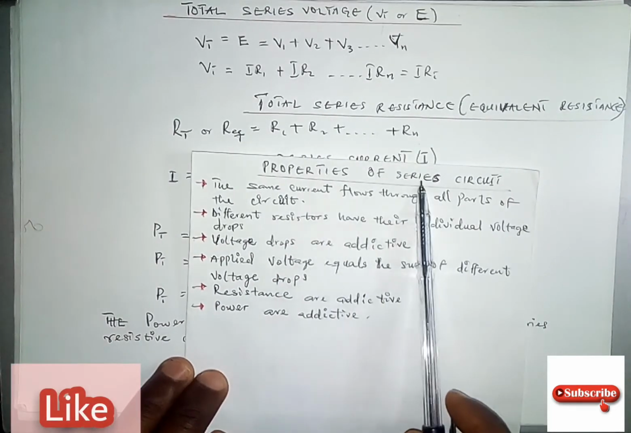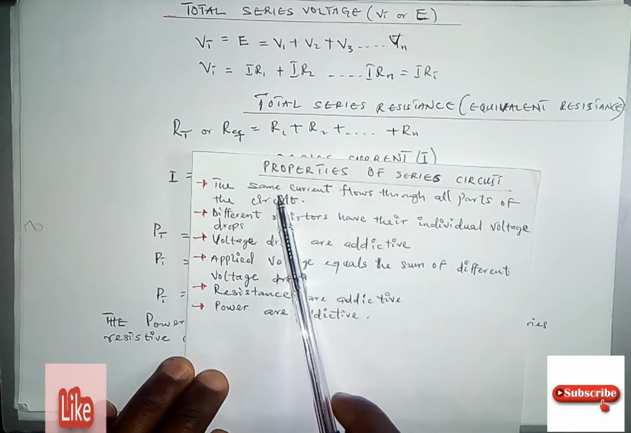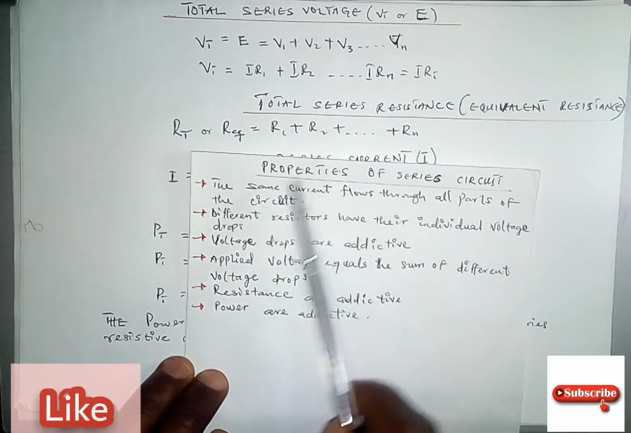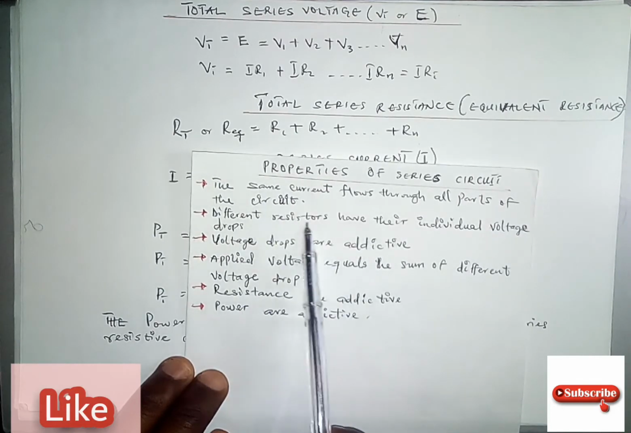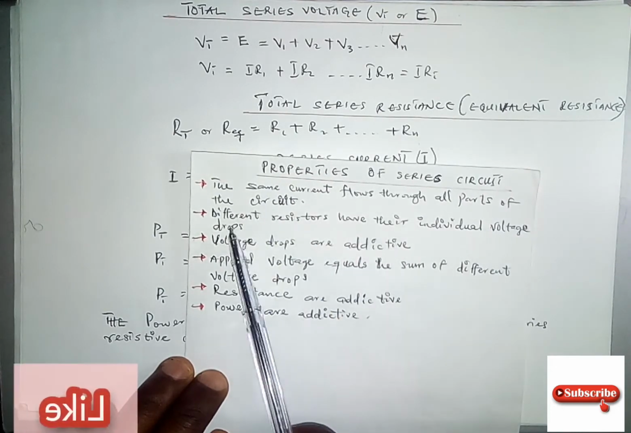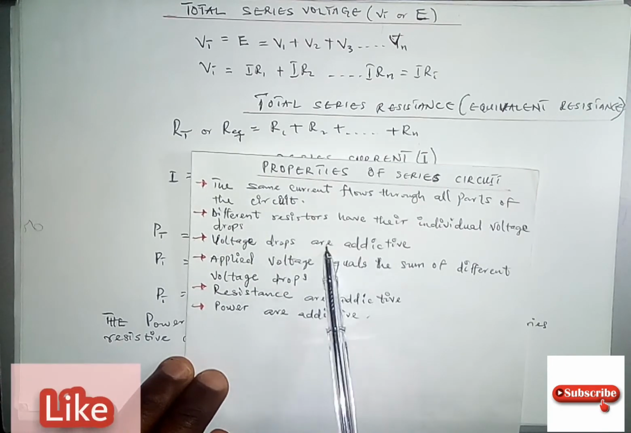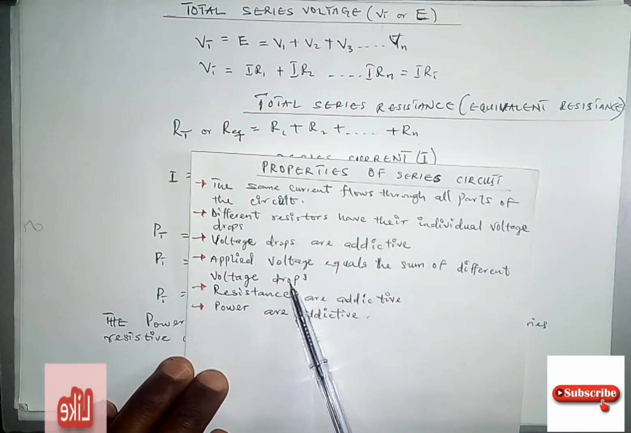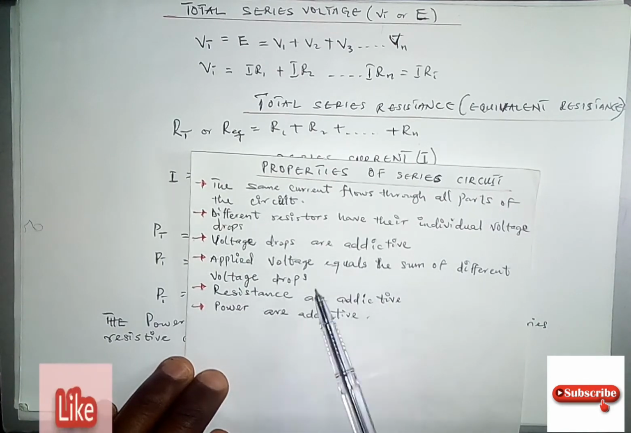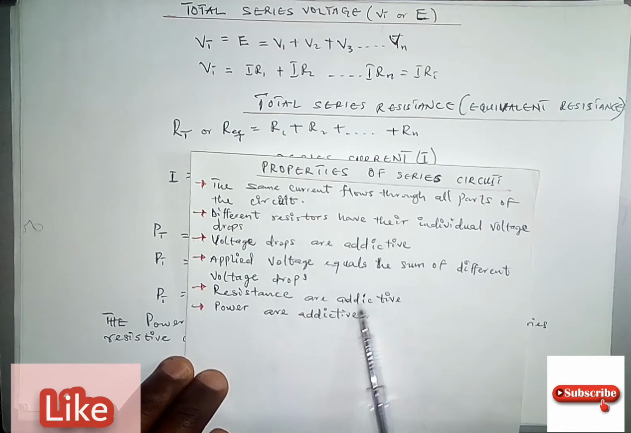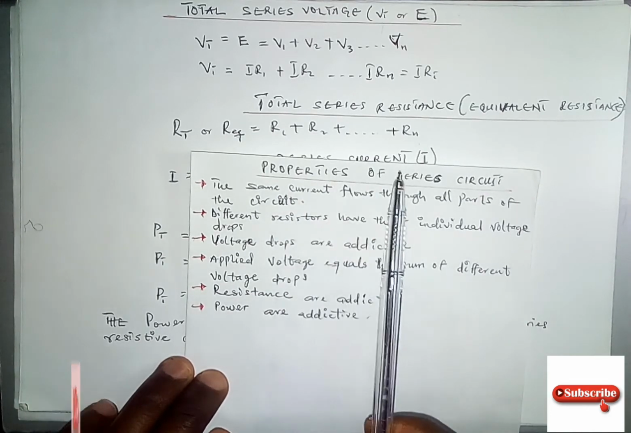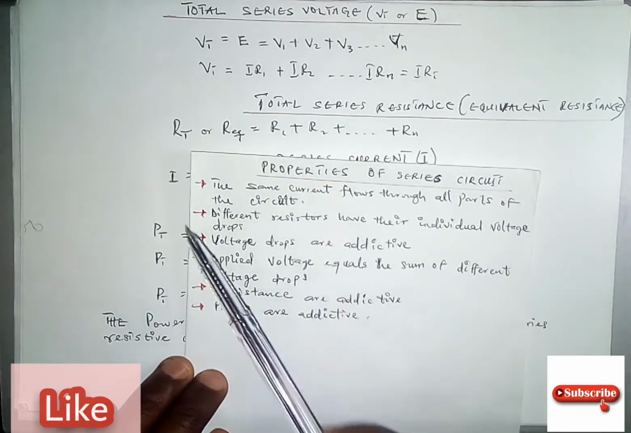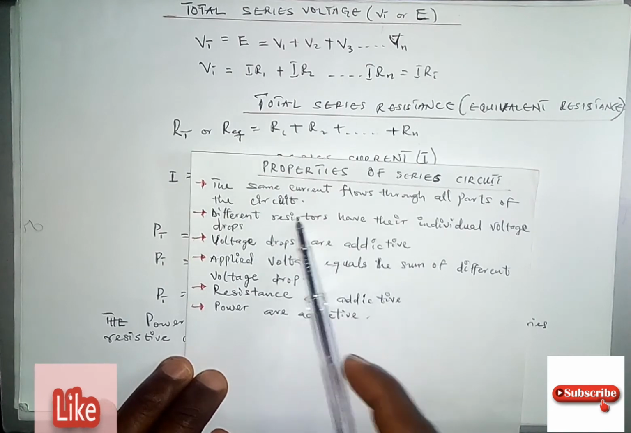We can say the same current flows through all parts of the circuit. If you look at the loop shape, the same current flows through it. Different resistors have their individual voltage drops. Voltage drops are additive. Applied voltage equals the sum of the different voltage drops. Resistances are also additive, powers are also additive. The current is the same through all the components, through all parts of the circuit.